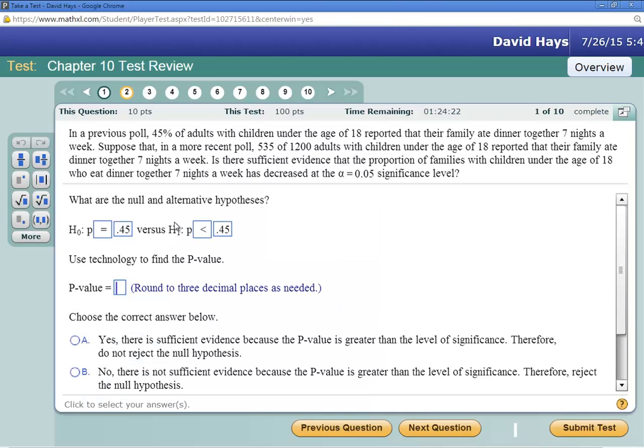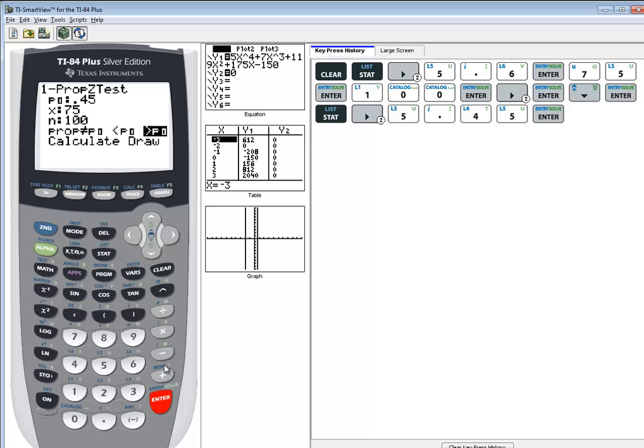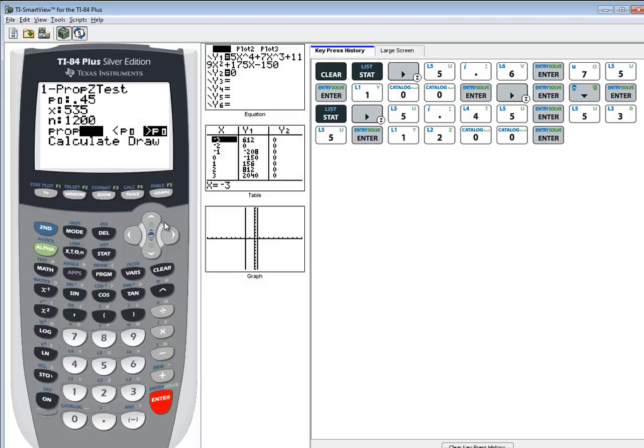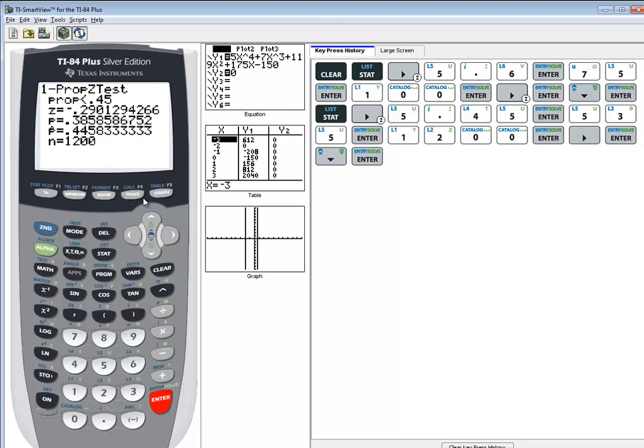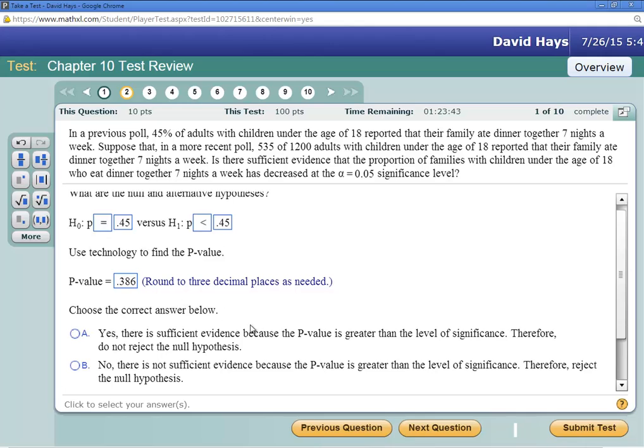P naught is a number off of our claim, which was 0.45. X, what was X? X is 535. N is 1200. The symbol on H1, which is a less than, so I'm going to right arrow over to the less than and press enter on it. Down arrow to calculate, and press enter. And p-value, do they want a p-value? Yeah, they do. 3 decimal places. 0.386.